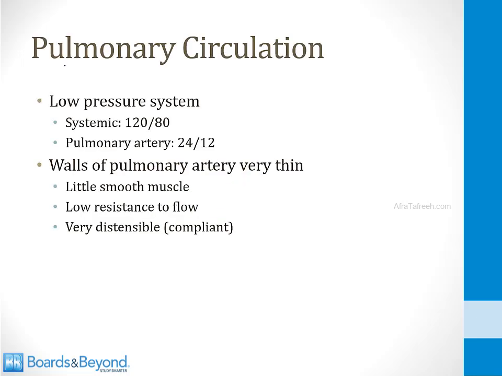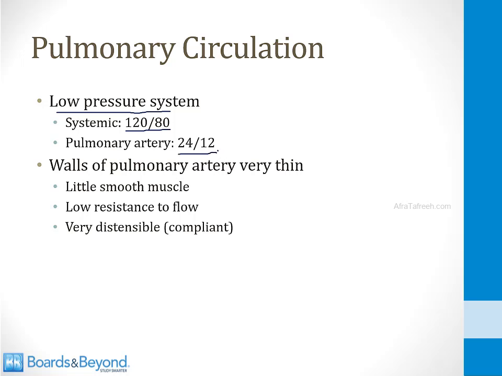Let's start by talking about the pressure in the pulmonary circulation. You should know that the pulmonary circulation is a low pressure system, much lower than what you find in the arteries of the body. For example, as you know, a normal systemic blood pressure is about 120 over 80. In contrast, a normal pulmonary artery pressure is about 24 over 12.